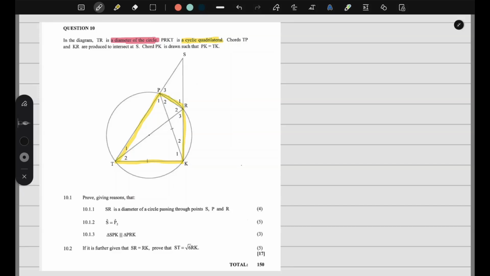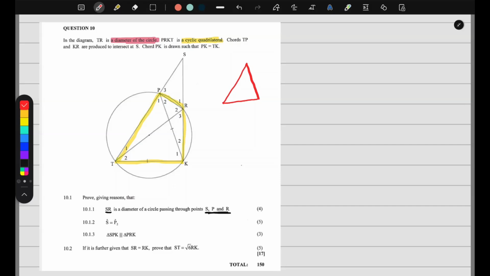The first question is 10.1.1. Prove giving reasons that SR is a diameter to the circle SPR. So you have to prove that SR is a diameter to that circle. Okay, so I'm going to make notes.